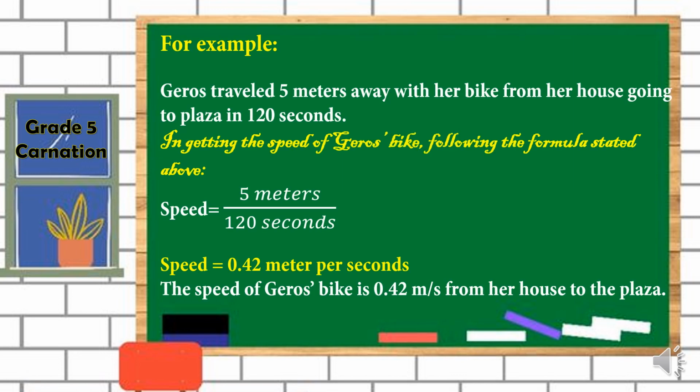For example, Jairus traveled 5 meters away with her bike from her house going to the plaza in 120 seconds. So in getting the speed of Jairus' bike, we follow the formula stated above. So we have the speed is equal to 5 meters divided by 120 seconds. So the speed is equal to 0.42 meter per second. So the speed of Jairus' bike is 0.42 meters per second from her house to the plaza.